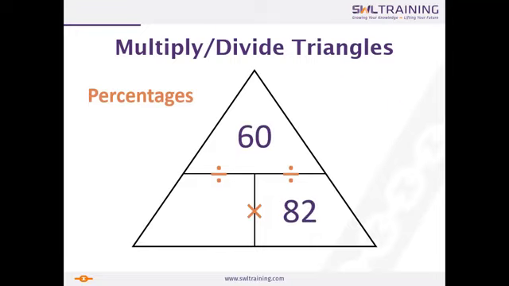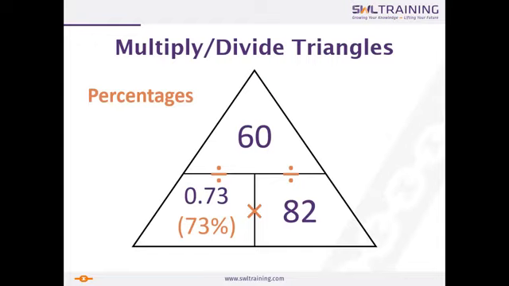If you have 60 up the top and 82 in one of the bottom sections, and you want to find what percentage 60 is of 82, you would do 60 divided by 82, which then would give you 0.73 or 73%. Therefore, that means that 60 is 73% of 82. This can be useful in terms of load weight and rated capacity.